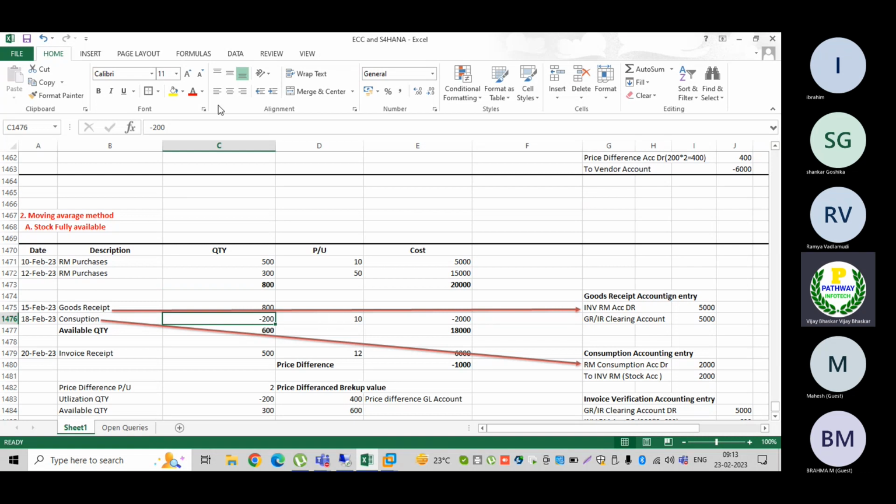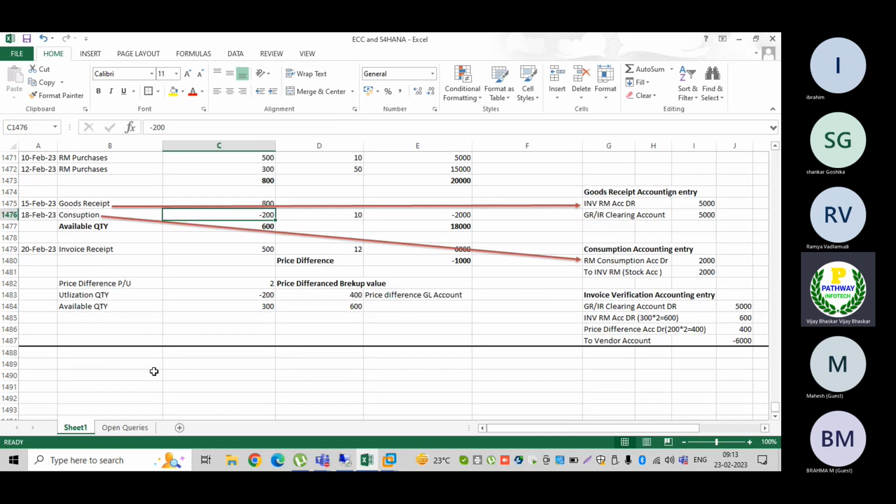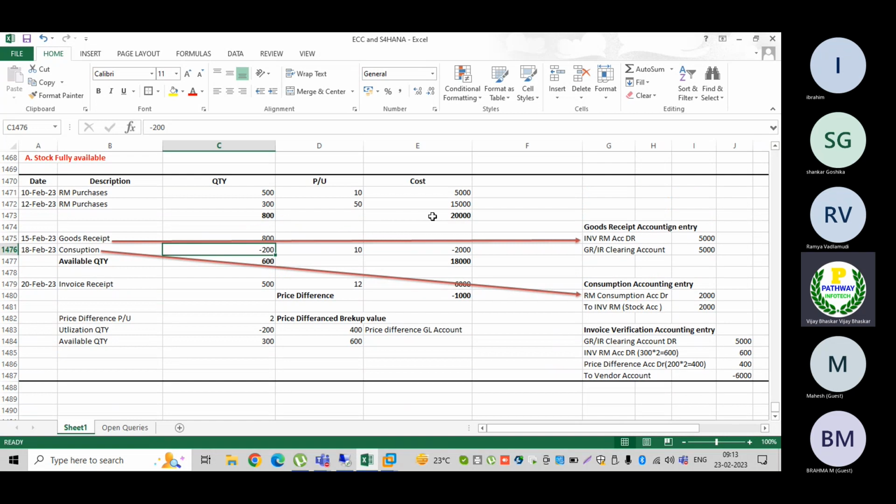That is the difference between the batch input method and the moving average method. Now what is the average price? Let us assume 20,000 cost divided by the total quantity. Average price, what is my price, is 20,000 rupees divided by 800 quantity. This is my average price. Remember, understand here, this is my average price: 25 rupees.